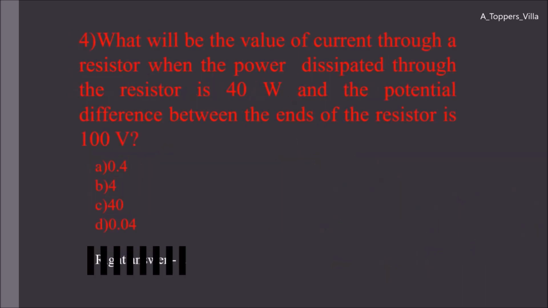What will be the value of current through a resistor when the power dissipated through the resistor is 40 watt and the potential difference between the ends of the resistor is 100 volt? Options are 0.4, 40 and 0.04.